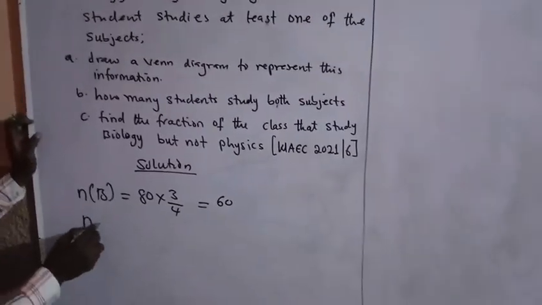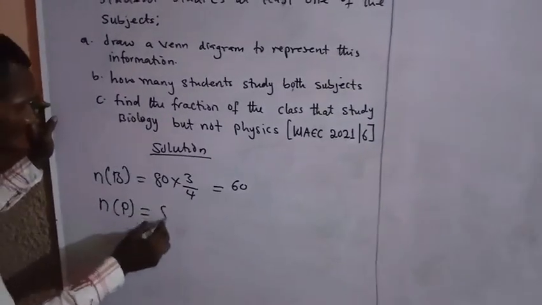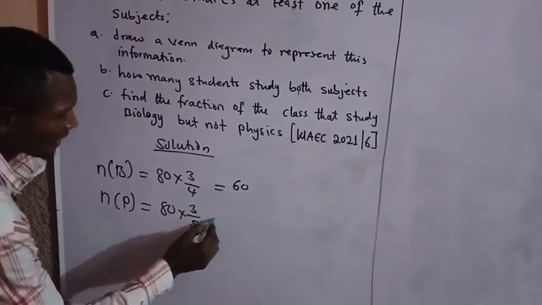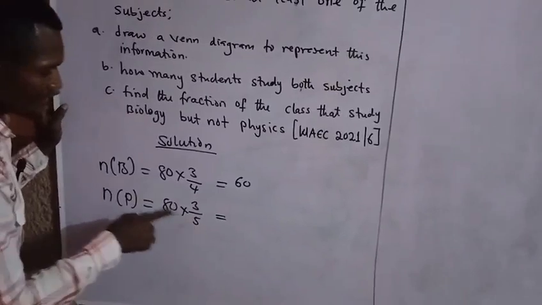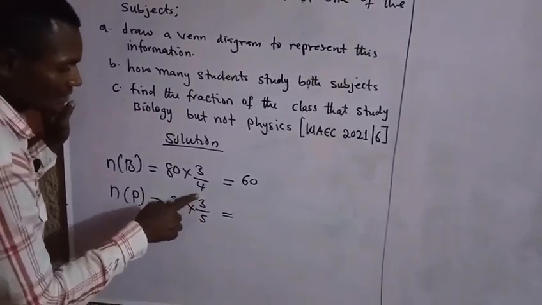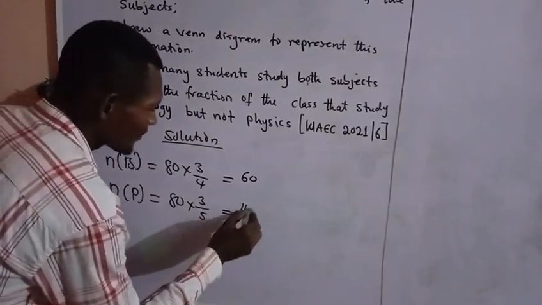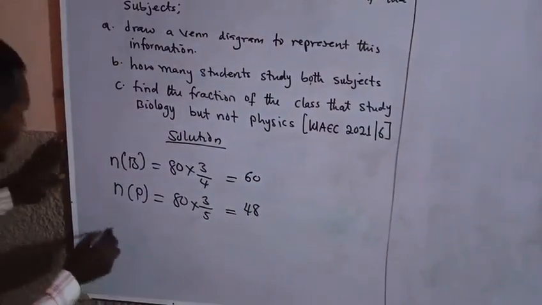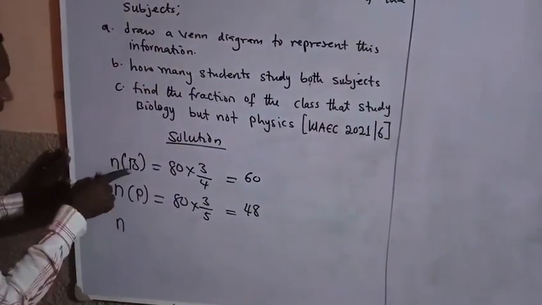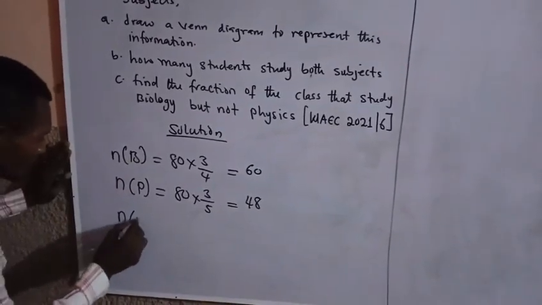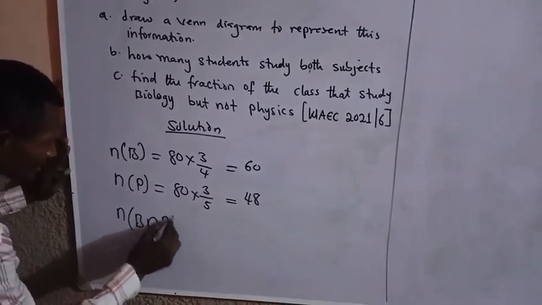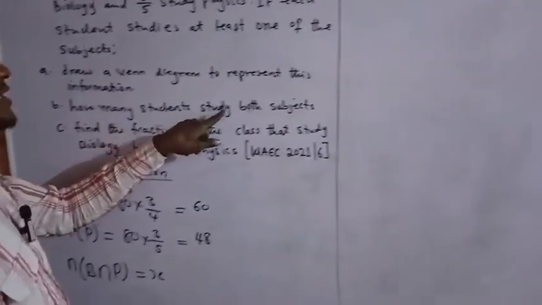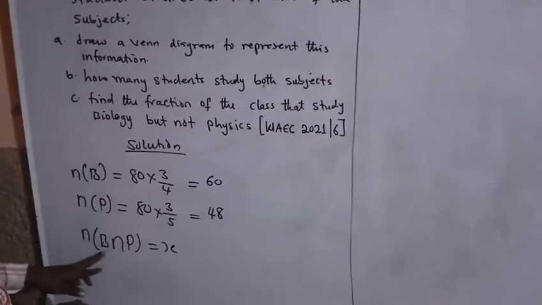Then the number of students that study physics is equal to 80 times 3 over 5. And that will be equal to 80 divided by 5 is 16, and 16 times 3 will give us 48. So now, the number that study both subjects, we can represent by the intersection of both biology and physics. So that's n of biology intersection physics, which is equal to x, because the question is demanding for that. It says how many students study both subjects, so the intersection of biology and physics.